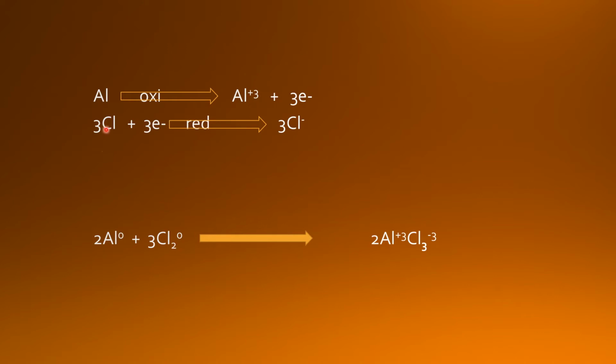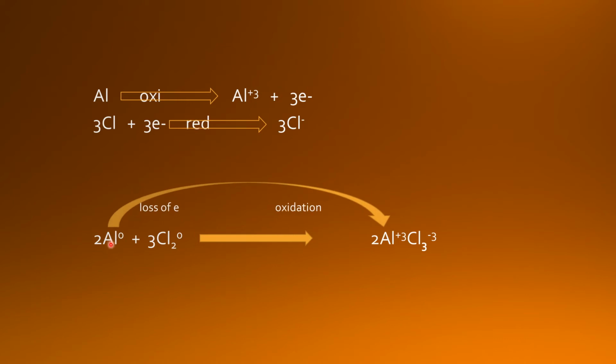And one chlorine atom will gain 1 electron, as there are 3 chlorine atoms. So these 3 chlorine atoms will gain 3 electrons, and will transform into 3 chloride ions. As the chlorine is gaining the electron, the process of reduction is taking place here. So aluminium is losing the electron, so the process of oxidation will take place in this aluminium, and chlorine is gaining the electron, so the process of reduction will take place in this chlorine.